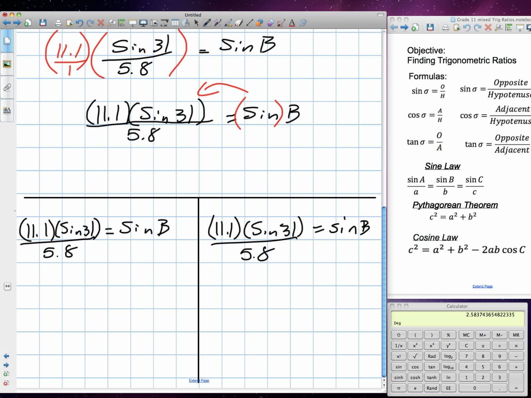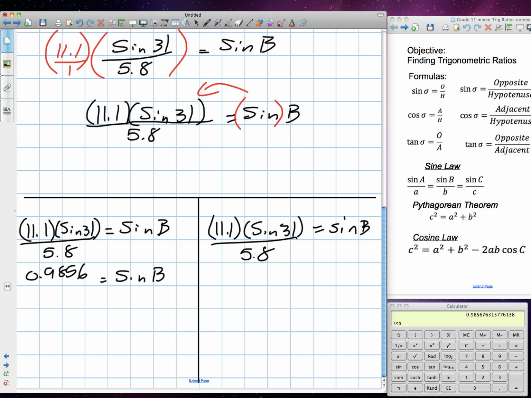So, on the left side, I'm going to actually solve for my left side. I'm going to simplify it to one number. So that means I take 31 sine, I multiply by 11.1, then I divide by 5.8, 0.9856. Okay? Sine B equals 0.9856 is a good number.